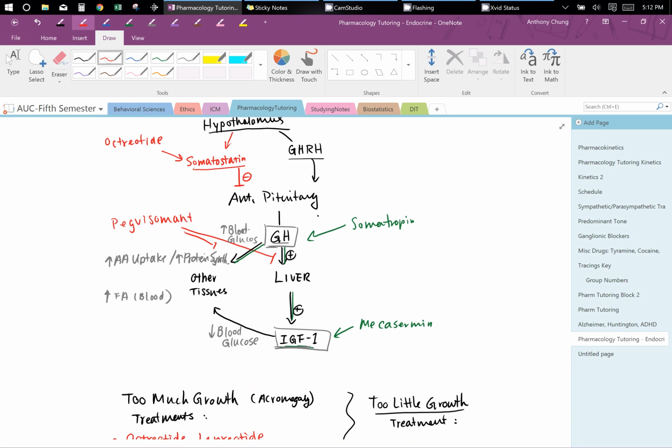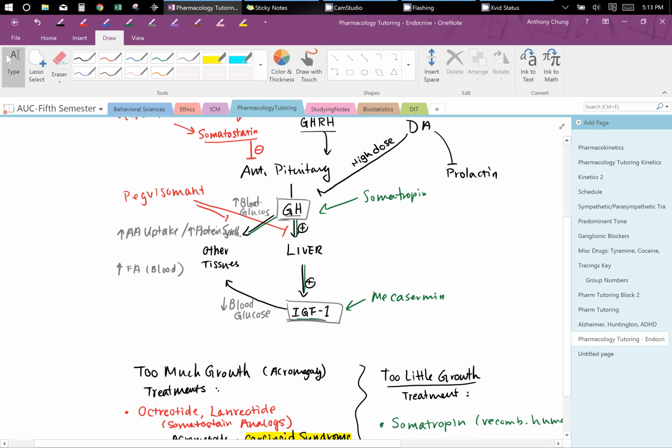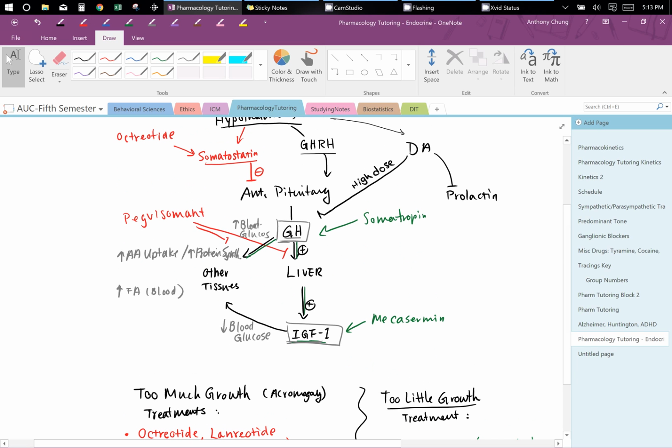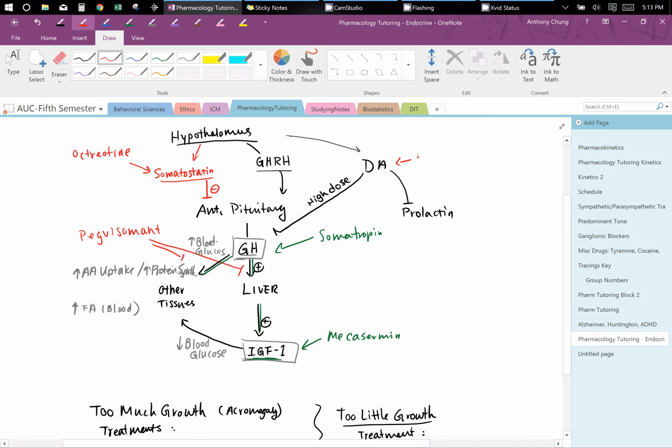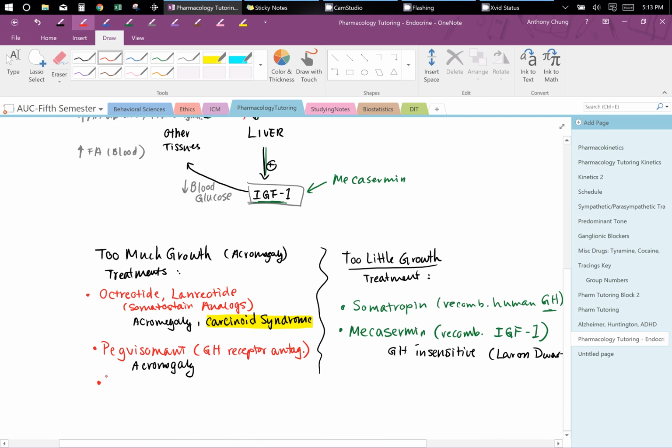There's another one that sort of works for this, but it only works at high concentrations. So if you recall, dopamine normally works to prevent prolactin. But at very high concentrations, it can also prevent growth hormone from being released. So let me put high concentration, high dose. At very high doses, it can also prevent growth hormone from being released. There's a drug, bromocriptine, that's a dopamine agonist. At very high concentrations it could inhibit this pathway, but more commonly it's used for decreasing lactation.